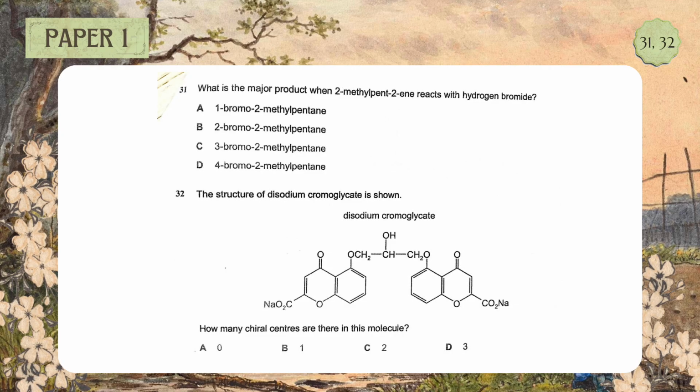When 2-methylpentene reacts with HBr, we use Markovnikov's rule to find the major product.